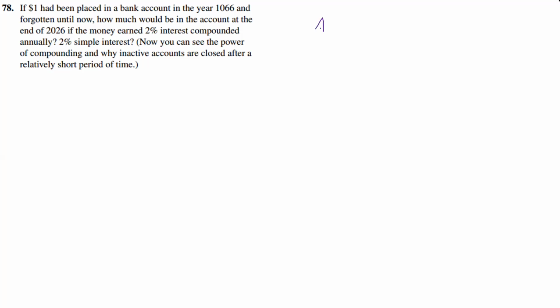And so simple interest is just going to be A equals P times (1 plus rt). Well, we're going to put in $1, and we have 1 plus our rate, which was 0.02. And now we have to know how many years between here and here. So if we take 2026 minus 1066, that's 960 years. So times 960, times 0.02, plus 1. So that gives me a future value of $20.20. Not too good.